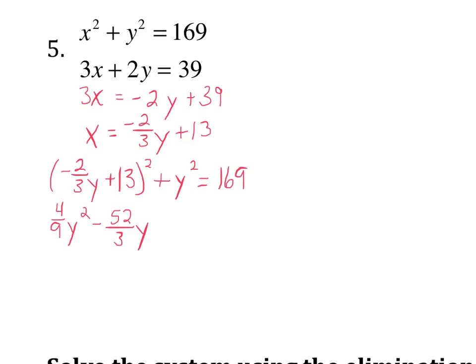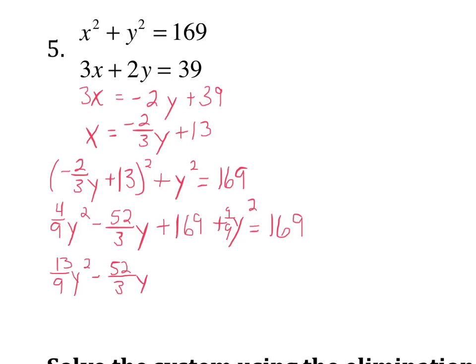And then 13 squared is 169 plus y squared equals 169. So luckily the 169s will cancel, and I'll just pretend that this is a 9/9. So I can add it to the other y squared. So I'll get 13/9 y squared minus 52/3 y equals 0.